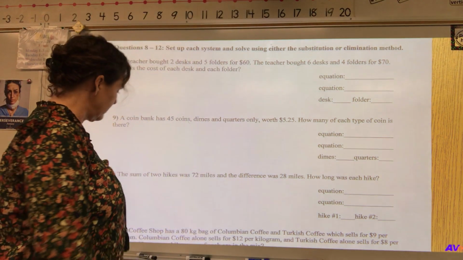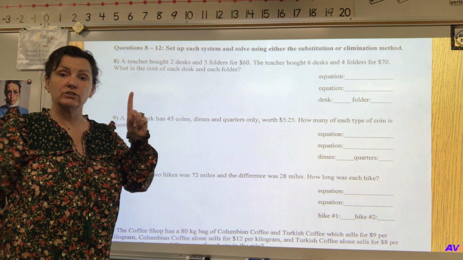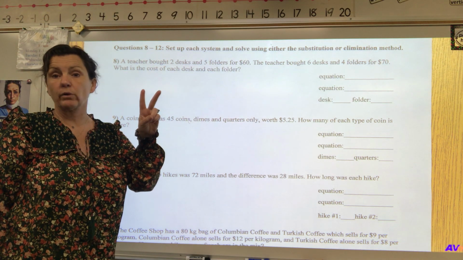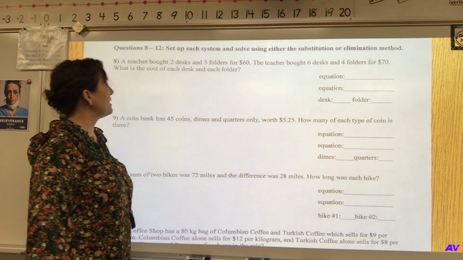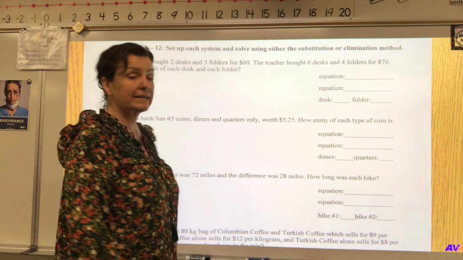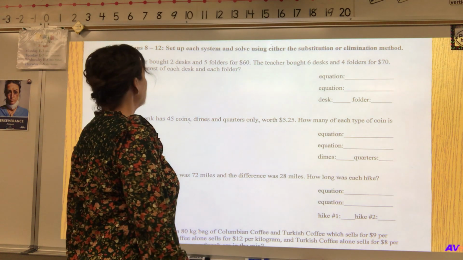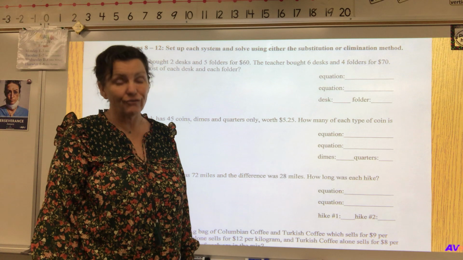So let's get started. So the top one, let's read it twice. Remember, the first time we read it just for understanding. The second time we read it and underline important information. So let's give it a read. A teacher bought 2 desks and 5 folders for $60. The teacher bought 6 desks and 4 folders for $70. What is the cost of each desk and each folder?